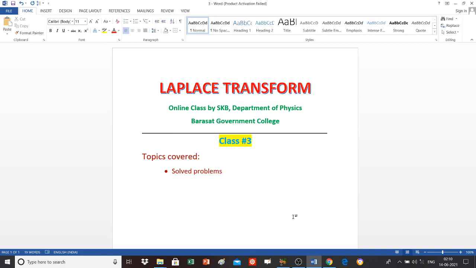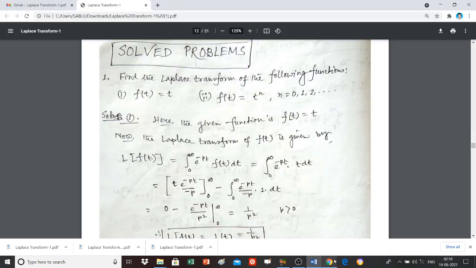Dear students, this is our third class on the chapter Laplace Transform, and in this class we will solve some problems regarding Laplace Transform. Very often we will use the properties of Laplace Transform as well as the Laplace Transform of some functions to solve these problems. Let us start this class.